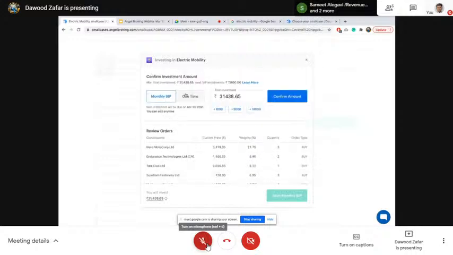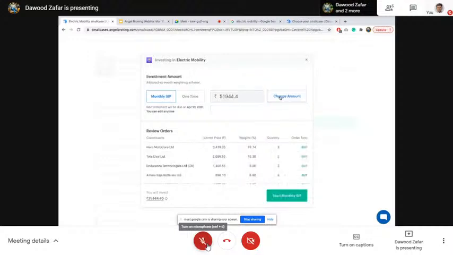There are two options: one, monthly SIP; second, one time. Because I believe in this idea, I'll start with monthly SIP. The minimum amount is 31,000. Let me invest 50,000 rupees. There is no limit for investment. It is up to your budget, up to your convenience. You can invest as per your convenience.